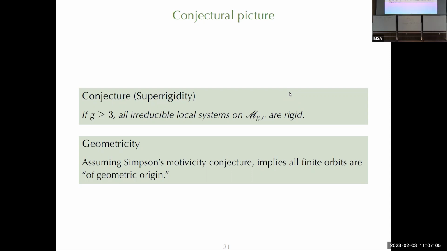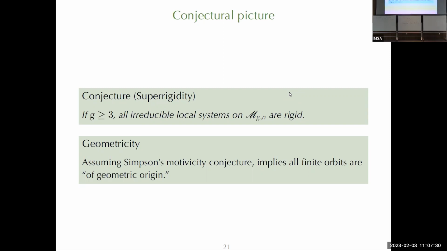Maybe let me just say a word about the motivation. If you talk to low-dimensional topologists, they'll tell you there's some analogy between the mapping class group, pi1 of MGN, and lattices in simple Lie groups. And such lattices in large rank, for example SL3Z, have the property that all their complex representations are rigid.